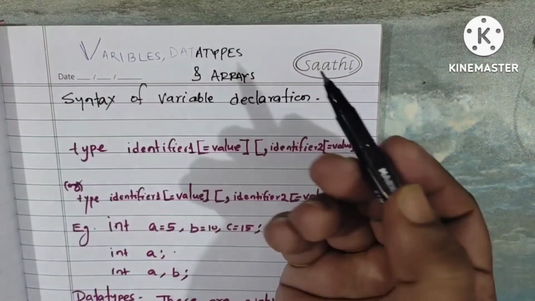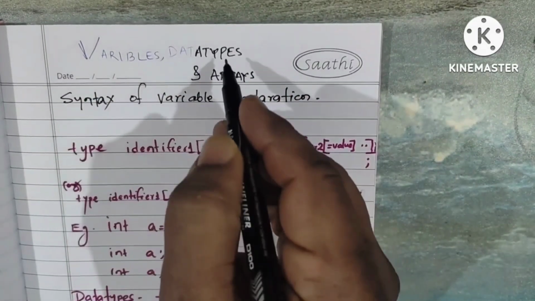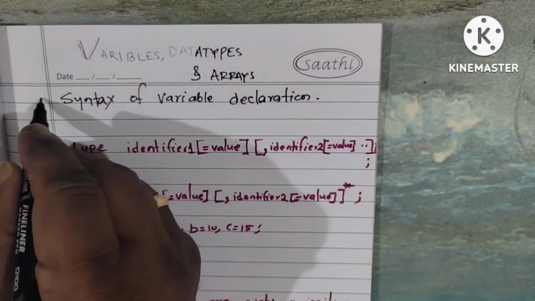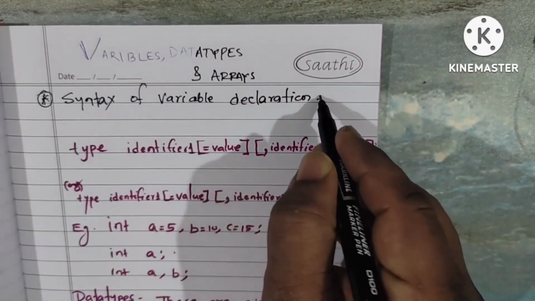Today another chapter in Java: variables, data types and arrays. So the first one, syntax of variable declaration.